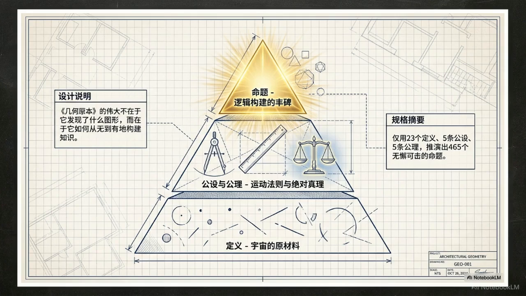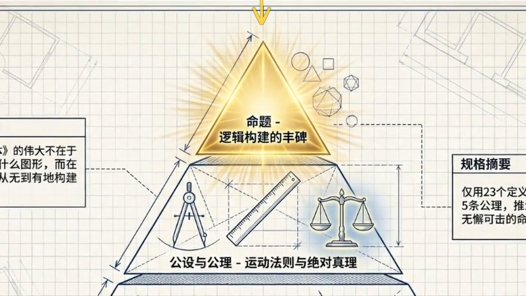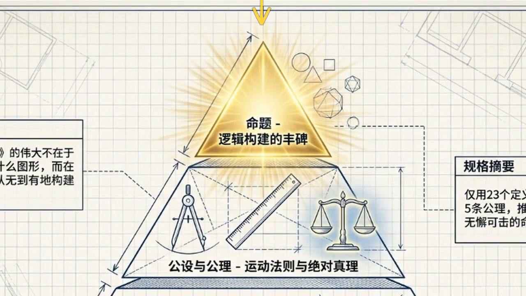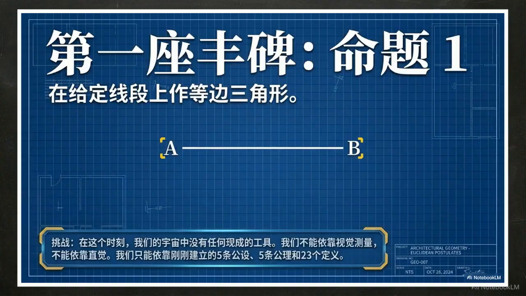This chart shows the structural hierarchy of that framework. It starts with simple, undeniable definitions at the base and stacks them step by step to form complex, unassailable propositions at the peak. To see this in action, we have a specific goal.